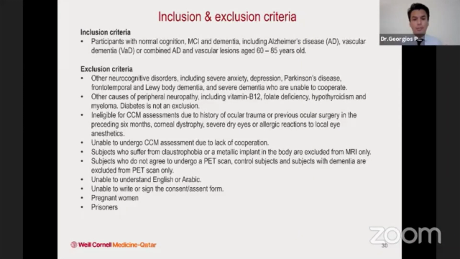And any other possible things like peripheral neuropathies, because we know with CCM, we can detect peripheral neuropathies. So we exclude them too, apart from diabetes, because diabetes is highly prevalent, especially in those who have vascular lesions. So we include them, but we adjust for it when we do regression analysis.